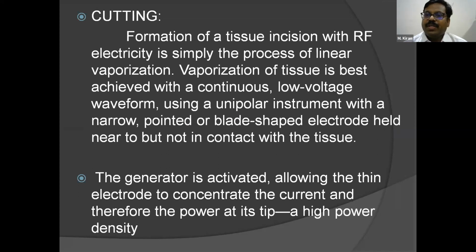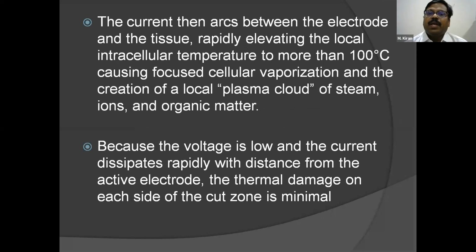In cutting, the formation of a tissue incision with radio frequency electricity is simply the process of linear vaporization. Vaporization of tissue is best achieved with a continuous low voltage waveform using a unipolar instrument with a narrow pointed or blade shaped electrode held near to but not in contact with the tissue. The generator is activated, allowing the thin electrode to concentrate the current and therefore the power at its tip, a higher power density. The current then arcs between the electrode and the tissue, rapidly elevating the local intracellular temperature to more than 100 degrees Celsius, causing focused cellular vaporization and the creation of a local plasma cloud of steam, ions and organic matter.